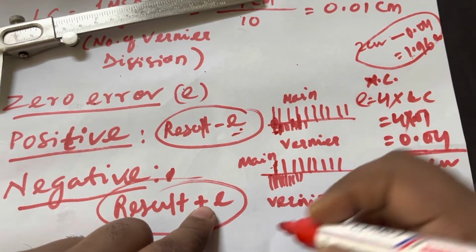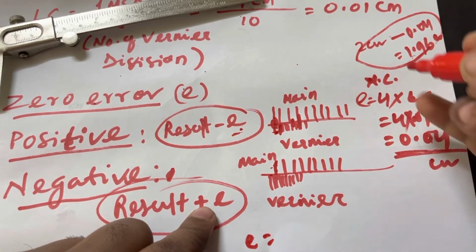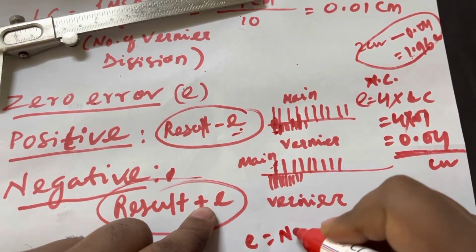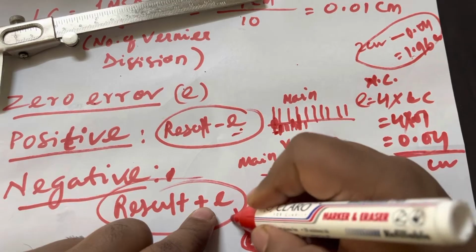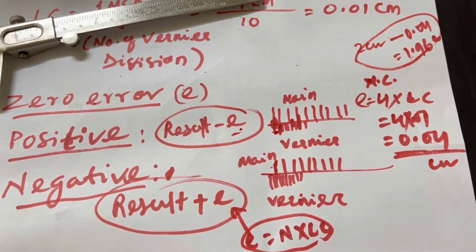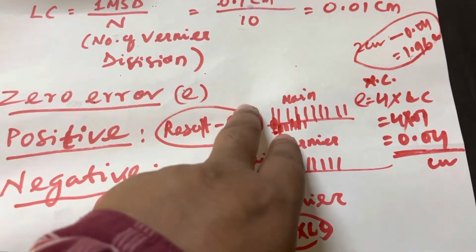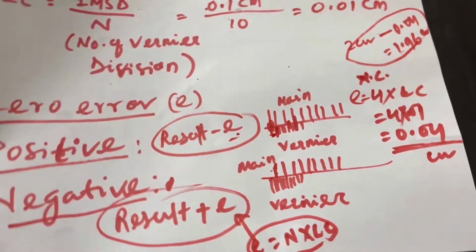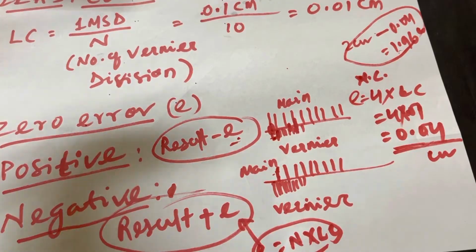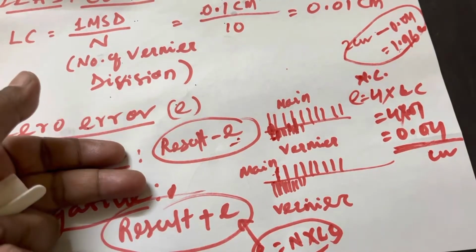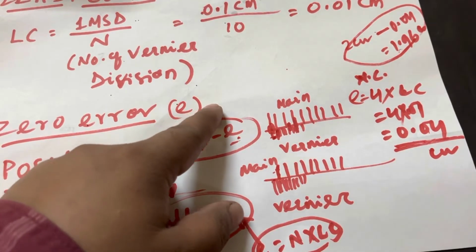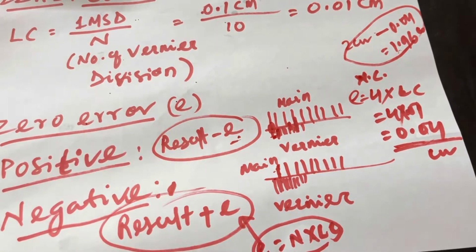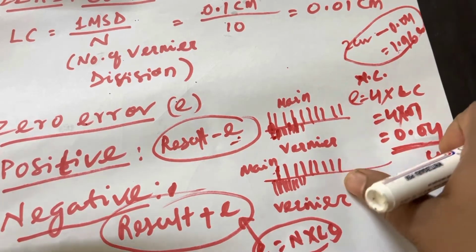The procedure you will follow is the same as this one. The number which is coinciding, multiply by the LC, and whatever number you get, you have to add it. So you have to calculate the zero error, right? This is how you will proceed with the calculation of the least count and the errors. If there is no zero error, you will write that my vernier scale is coinciding with the main scale, so no zero error. Then we will come to the observation table.